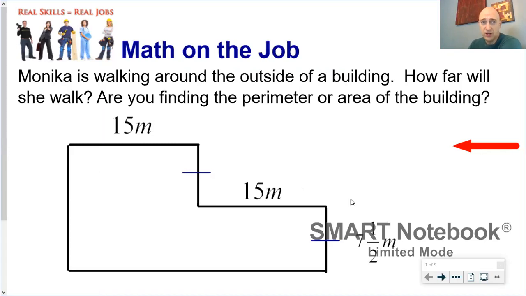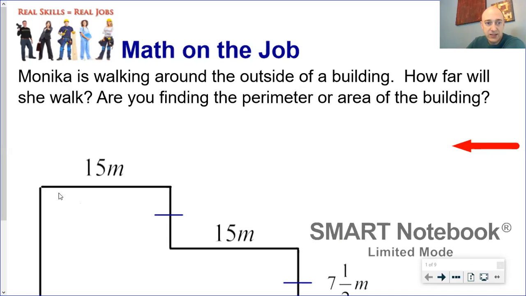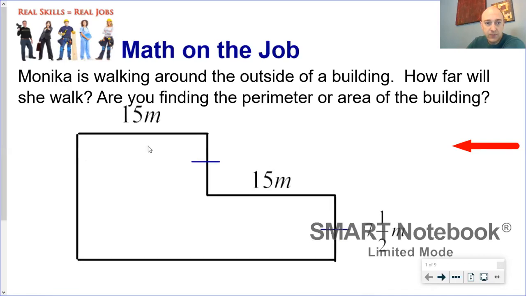Now, first off, we have to figure out if we're finding the perimeter or area of a building. Remember that perimeter is the distance around the outside. So rather than looking at the area, which would be the fill, everything inside, how much it would take to fill this, we're looking at the perimeter. So how far it would take to walk along the edges.